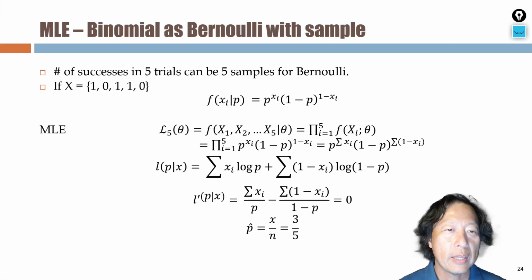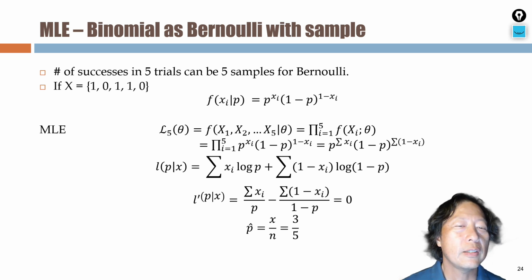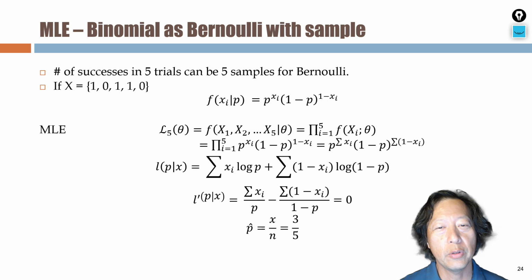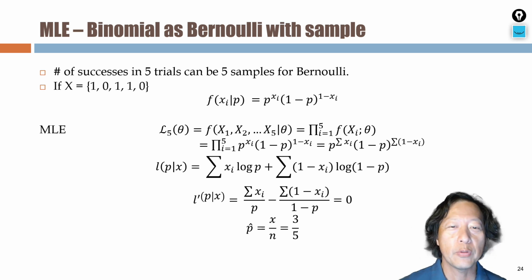Now we will look at the same example: binomial, 5 trials, 5 draws, and 3 successes. However, rather than looking at this as one event of the binomial random variable, we can consider it as 5 samples of the Bernoulli. The difference between the binomial and the Bernoulli is that the Bernoulli happens only once. That's why the Bernoulli random variable will have either 0 or 1.